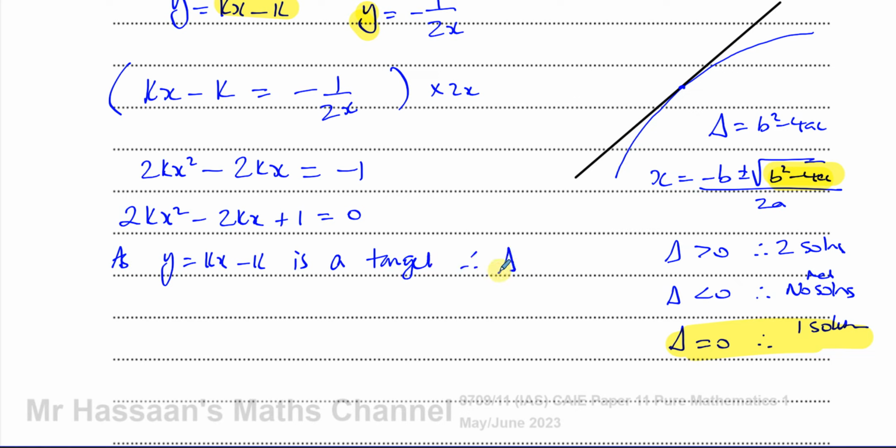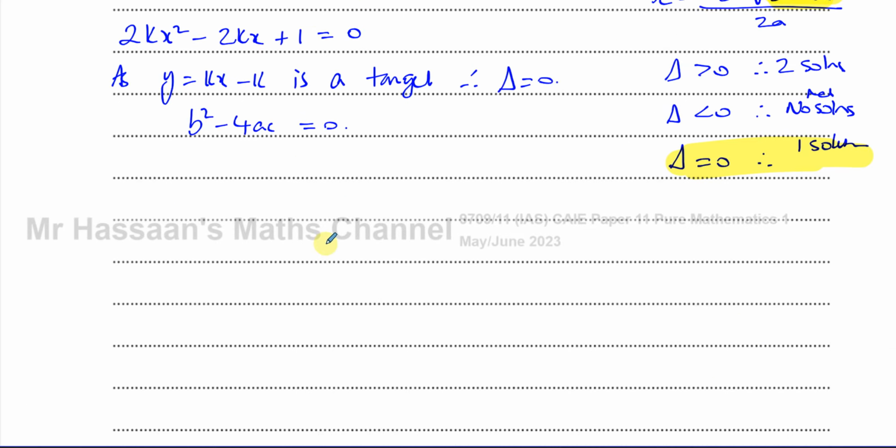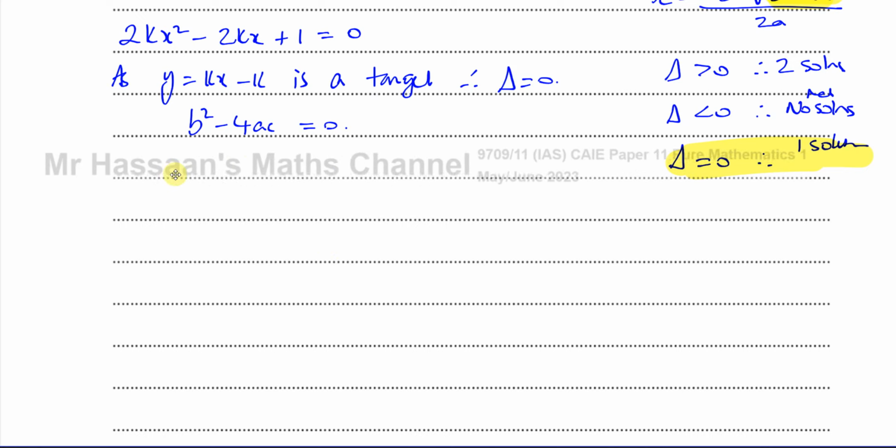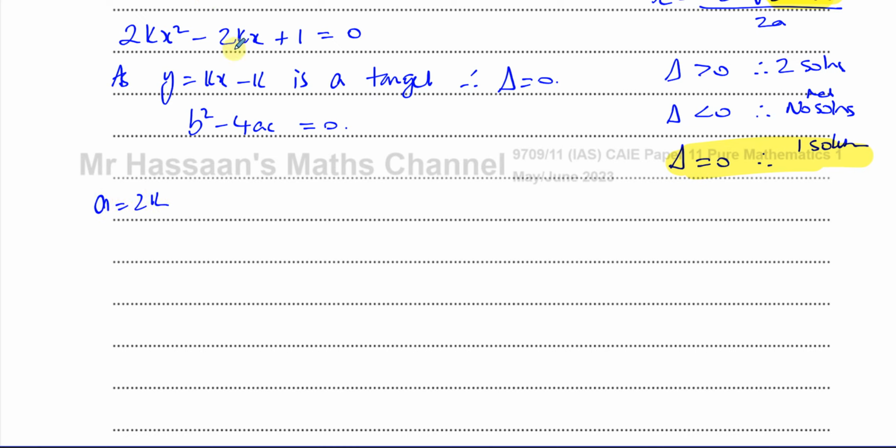So we can say as y equals kx minus k is a tangent, therefore we know the discriminant is equal to 0. So we can say b squared minus 4ac equals 0. Now in our case, the a is the coefficient of x squared, which is 2k. So a is 2k. The b is the coefficient of x, which is minus 2k. And the c is the constant, which is 1.